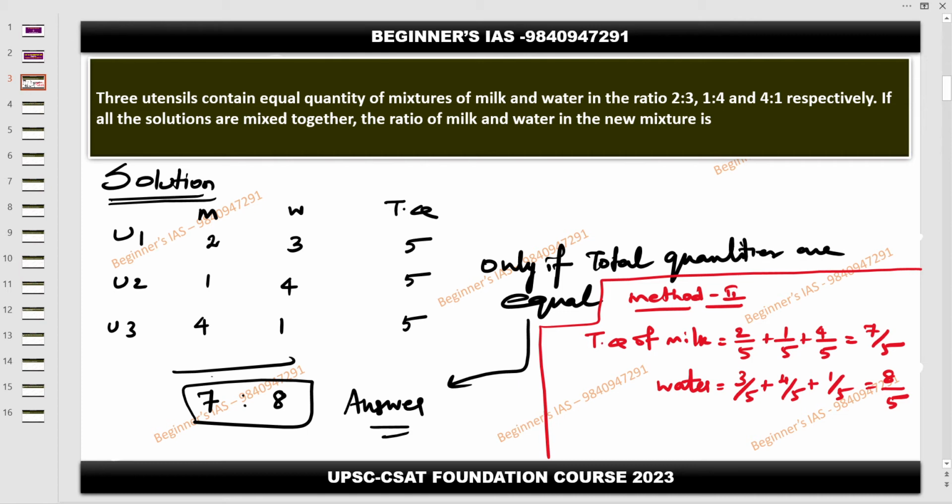In this case, the ratio is 7 by 5 is to 8 by 5. Both the denominators get cancelled, and here also we get 7 is to 8. Anybody having a doubt? No, sir. Then we will move on to the next one.